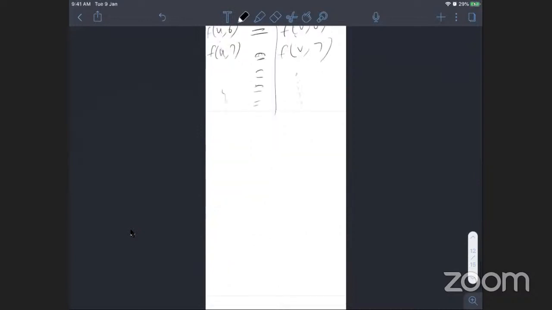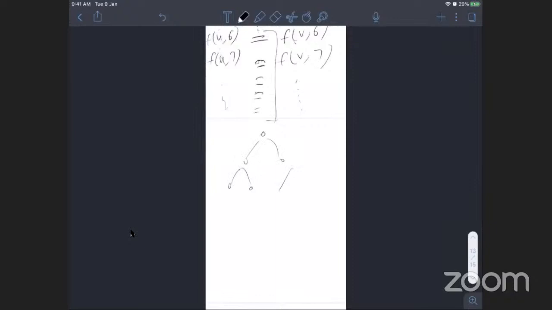The idea is this. Why am I saying this? Let's say you had this tree. This is U, this is V. Now the first parents mismatch. This guy mismatches with this guy. The second parents mismatch. The third parents mismatch. I messed it up a bit. Let me draw it again. So the idea is this. Let's say you have this tree.